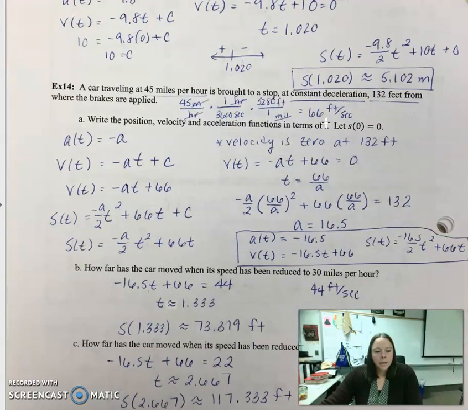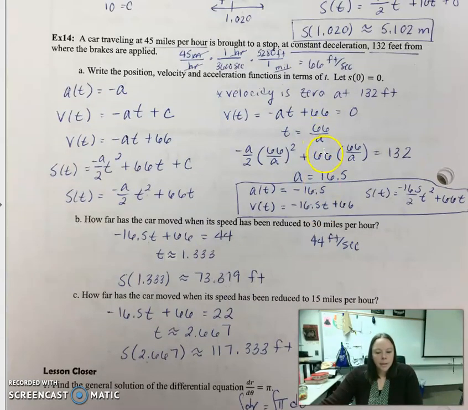Okay. Now this one's a little more complicated. So let's see. Yeah, I think we have time to go through it. A car traveling 45 miles per hour is brought to a stop at a constant deceleration 132 feet from where the brakes are applied. So notice you're in miles per hour and this is feet. So I went ahead and did our conversions real fast. You're not using gravity with this one. So I just did a of t equals negative a, did the antiderivative. That's a number. So the antiderivative is going to be negative at plus c.